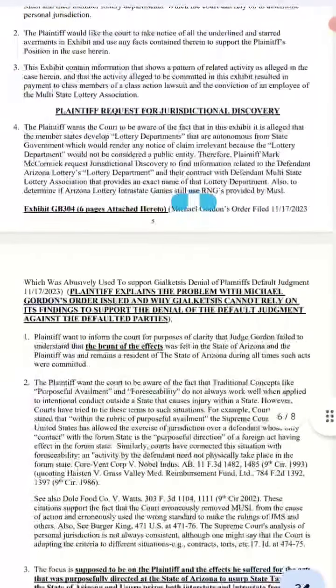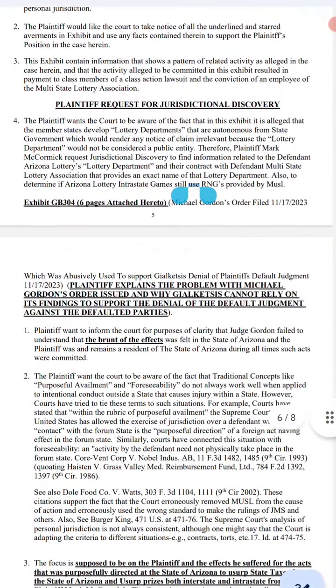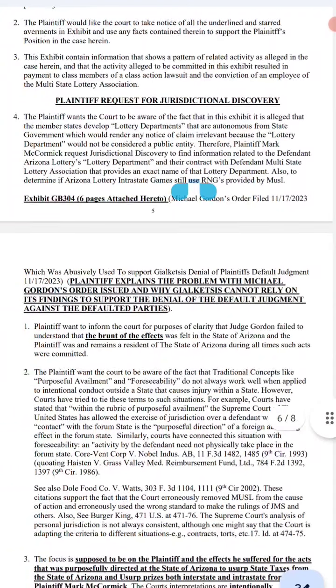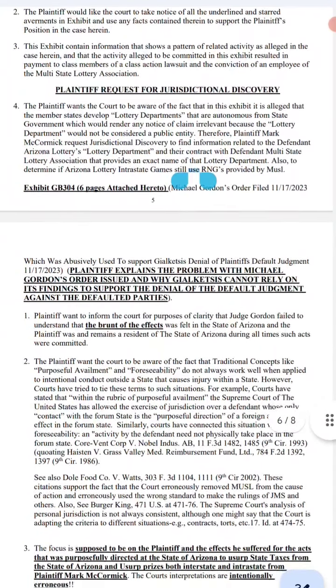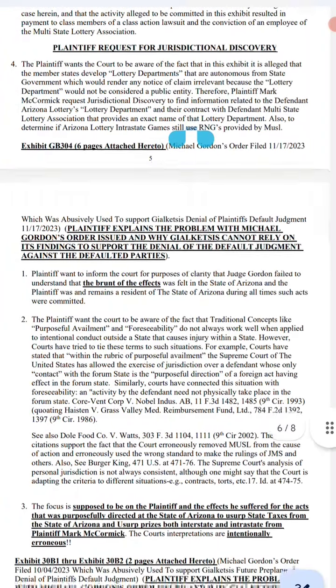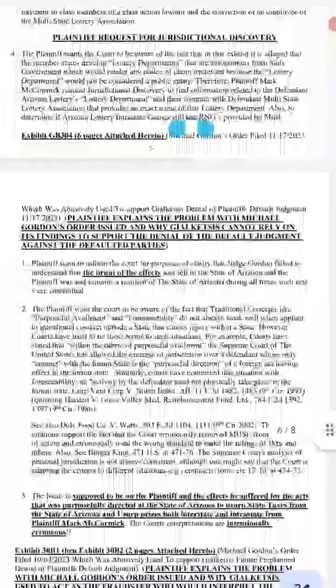Number 2, the plaintiff would like the court to take notice of all the underlined and starred averments in Exhibit Menorah and use any facts contained therein to support the plaintiff's position in the case herein. Number 3, this exhibit contains information that shows a pattern of related activity as alleged in the case herein, and that the activity alleged to be committed in this exhibit resulted in payment to class members of a class action lawsuit and the conviction of an employee of the Multi-State Lottery Association. Plaintiff requests jurisdictional discovery.